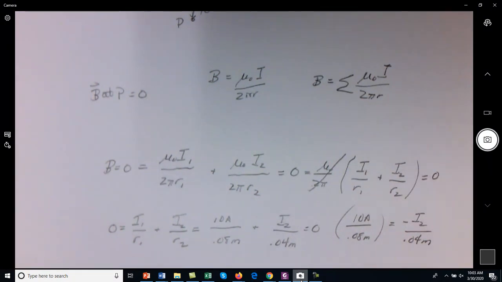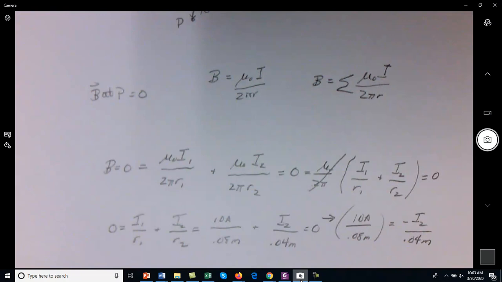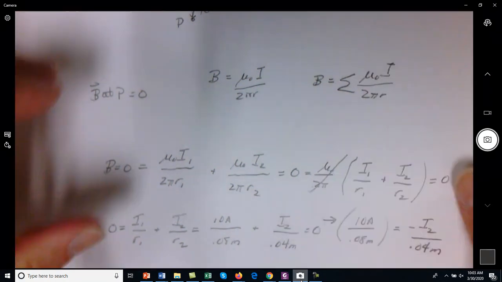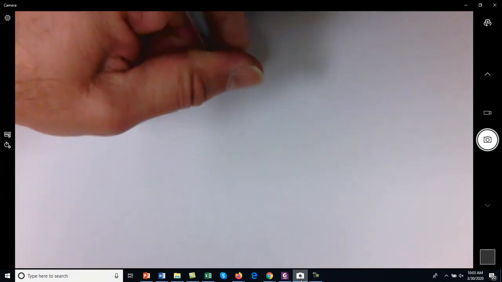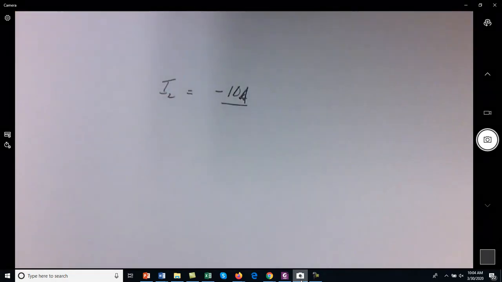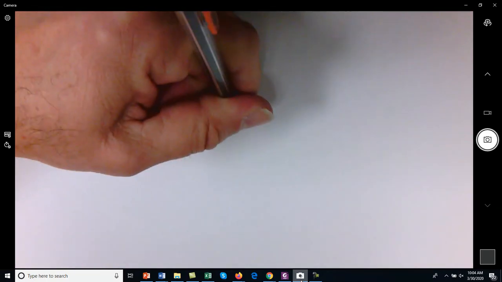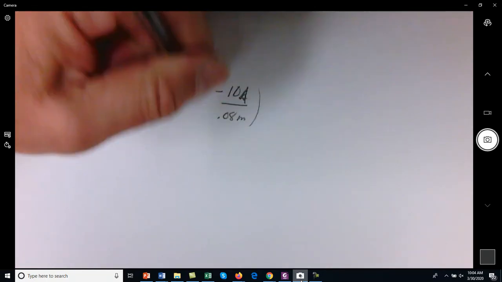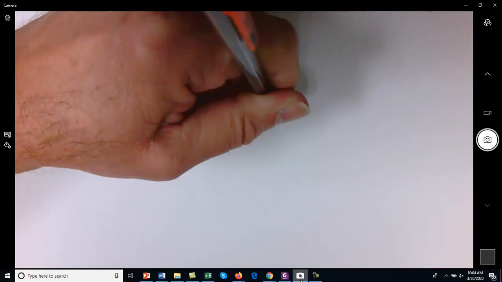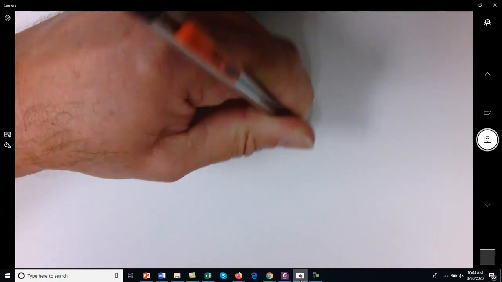So I've just taken this particular step here. Then I2 is equal to negative 10 amps divided by 0.08 meters times 0.04 meters.